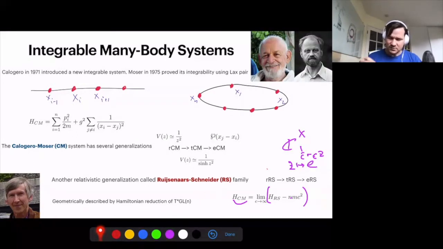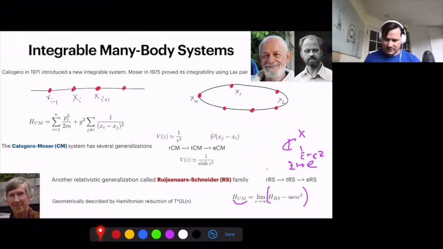And finally, a bit later, mathematicians, algebraic geometers came in, and they formulated these integrable systems in a very rigorous manner using Hamiltonian reduction of, for example, the cotangent bundle to GL_n, right? And then there's a whole geometric story about it. I'm not going to describe it today; it's a story for another talk. Questions?